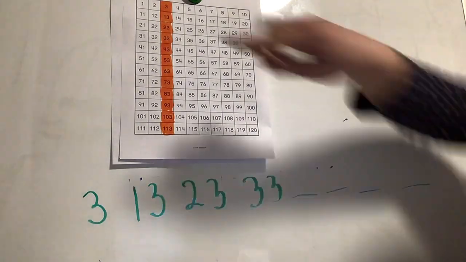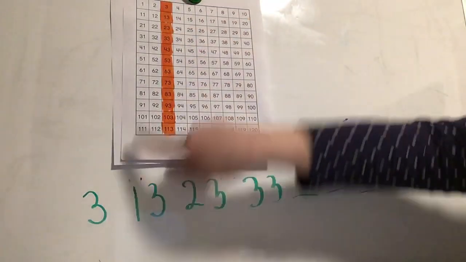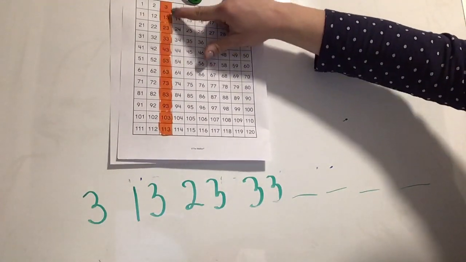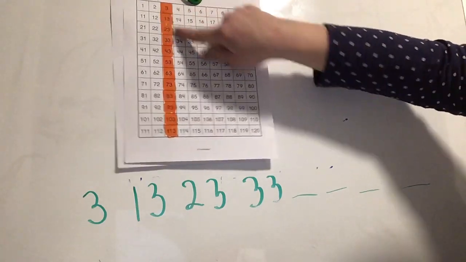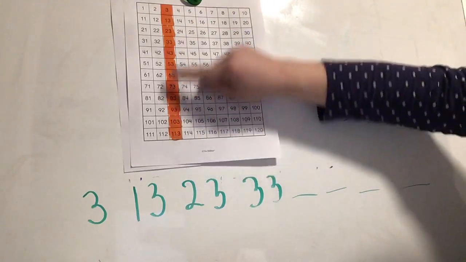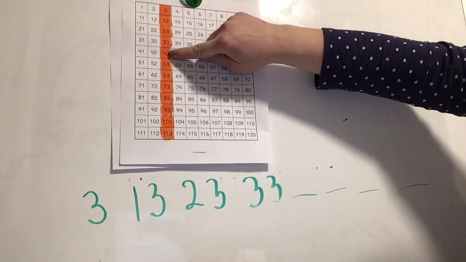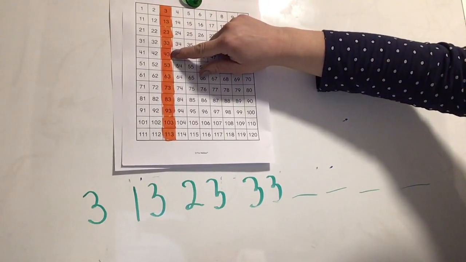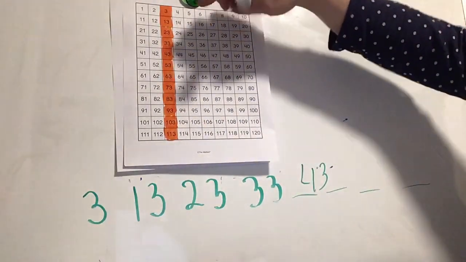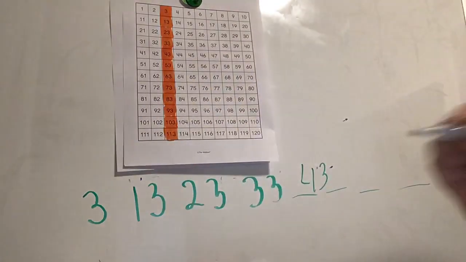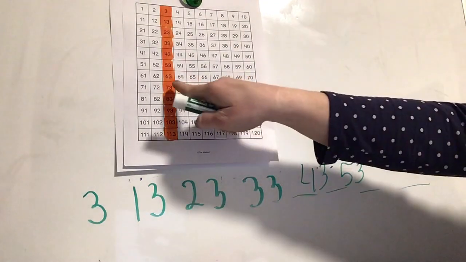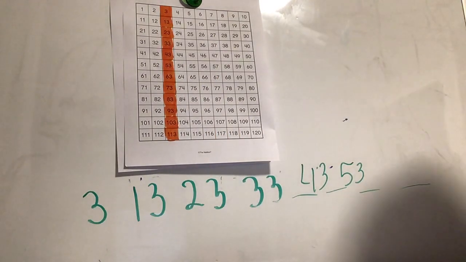So let's find 3, 13, okay, 23, 33. So again, we go down. We're not going to the side. We're just going down the column. So what's going to be the next number when I go down? 43, that's right. So I'm going to write 43. What's going to be the next number when I go down? 53, that's correct. And then 63. So I'm going to give you a couple minutes to finish this.